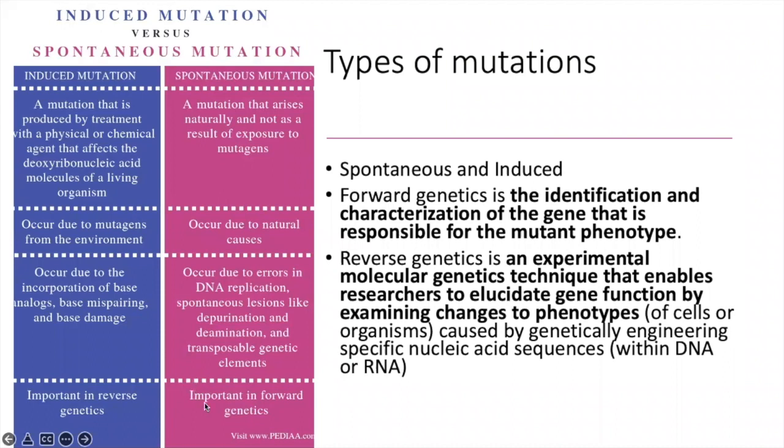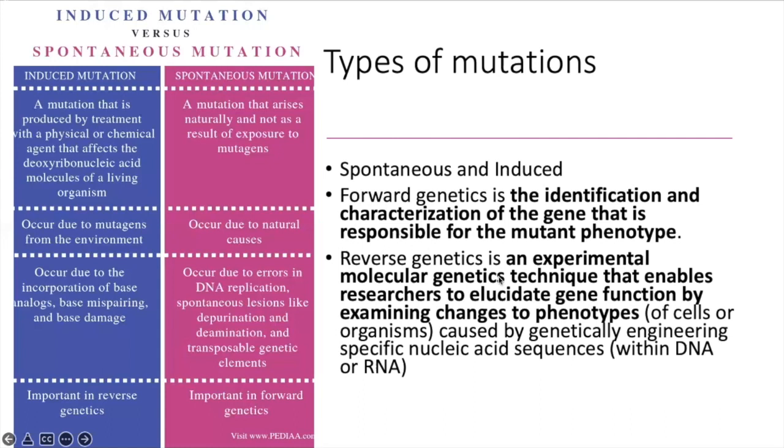So spontaneous mutation is important in forward genetics and induced mutation is important in reverse genetics. Forward genetics is the identification and characterization of the gene that is responsible for the mutant phenotype. That is, if you have the nucleotide sequence of a gene, and you look into other genes that could be defective, you can predict that this gene is responsible for causing a disease in this phenotype.